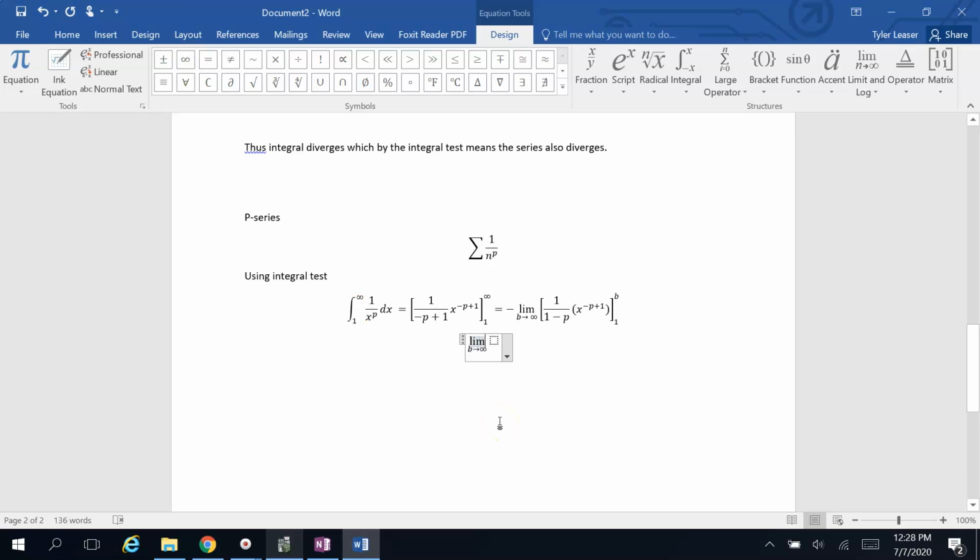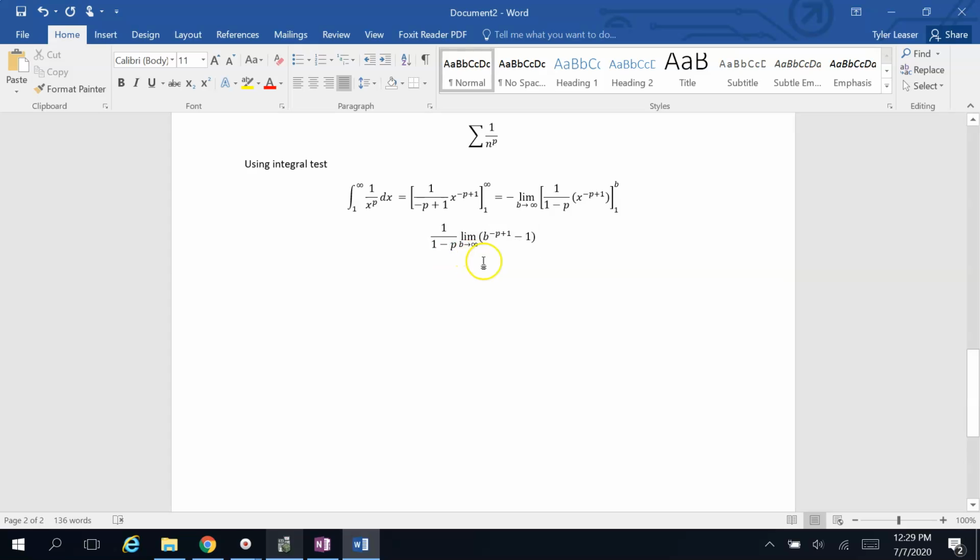I'm going to go ahead and pull that constant out in front as well. We don't need this 1 over 1 minus p inside, so that's going to come out front. On the inside, we're going to evaluate the x from b to 1. So if I plug b into this, I'm just going to get b to the negative p plus 1. If I plug 1 into that, I'm going to have a 0 as the exponent, so it's just going to be minus 1. Put these in brackets.